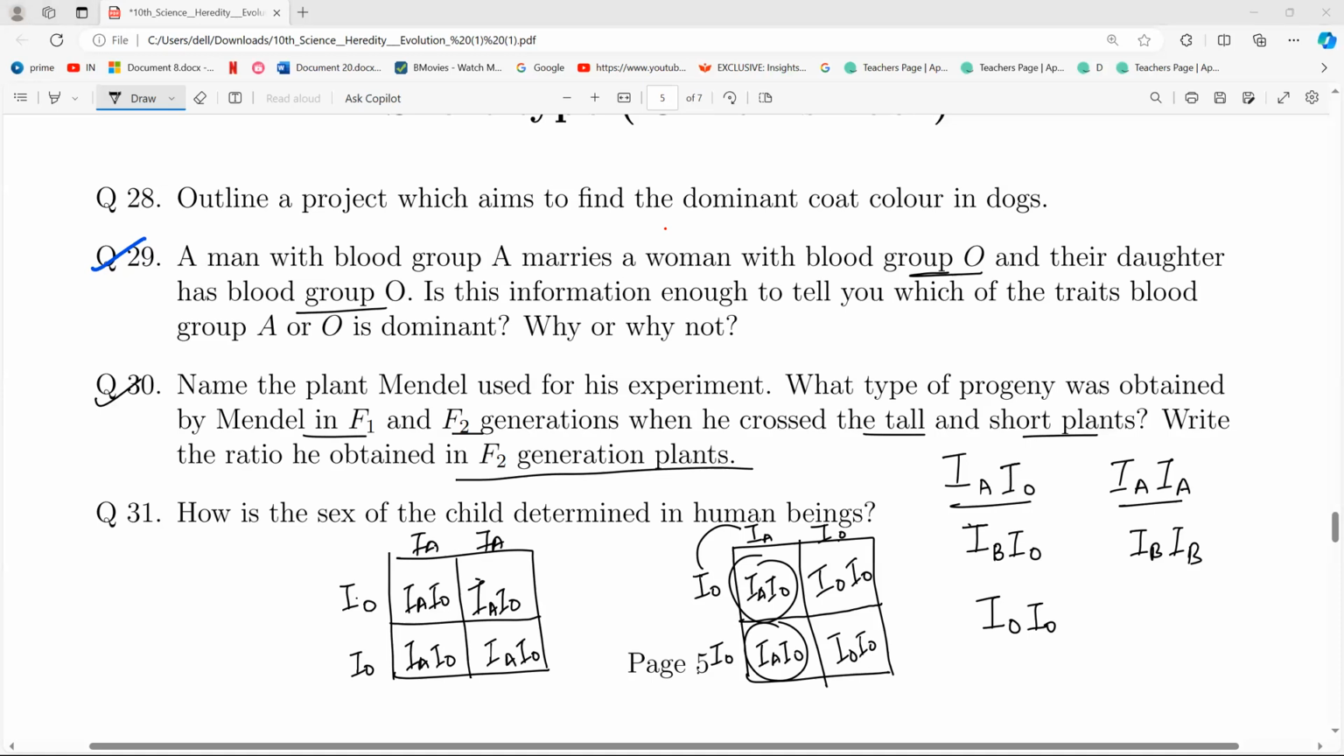The plant is a pea plant. Yes, it is a pea plant. What type of progeny was obtained in the F1 generation?